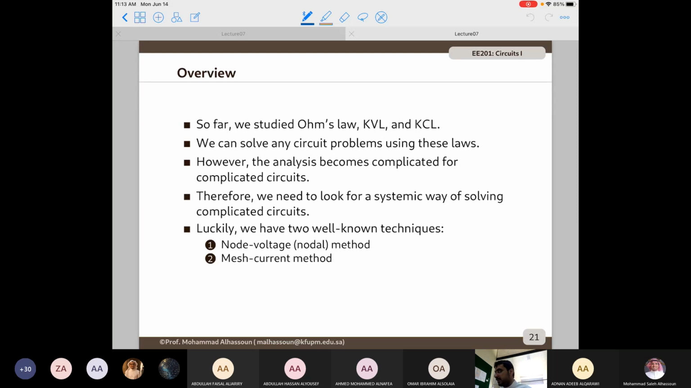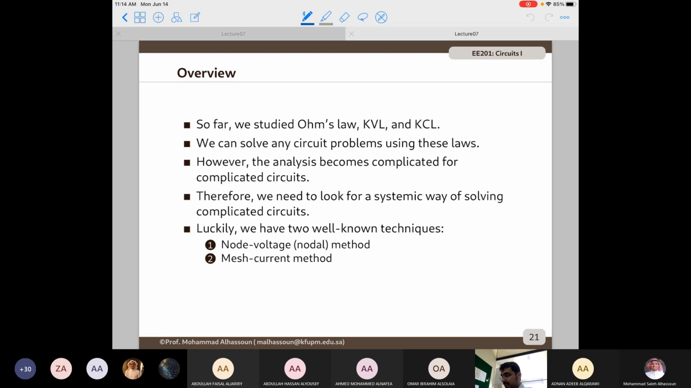So we saw, for example, most of the circuits that we have are simple. We're not asked to invert any large matrices, etc. So these circuits are much simpler. But the reality is not like this. The reality is we have rather complicated circuits. So we need to find a systematic way of solving a complicated circuit.